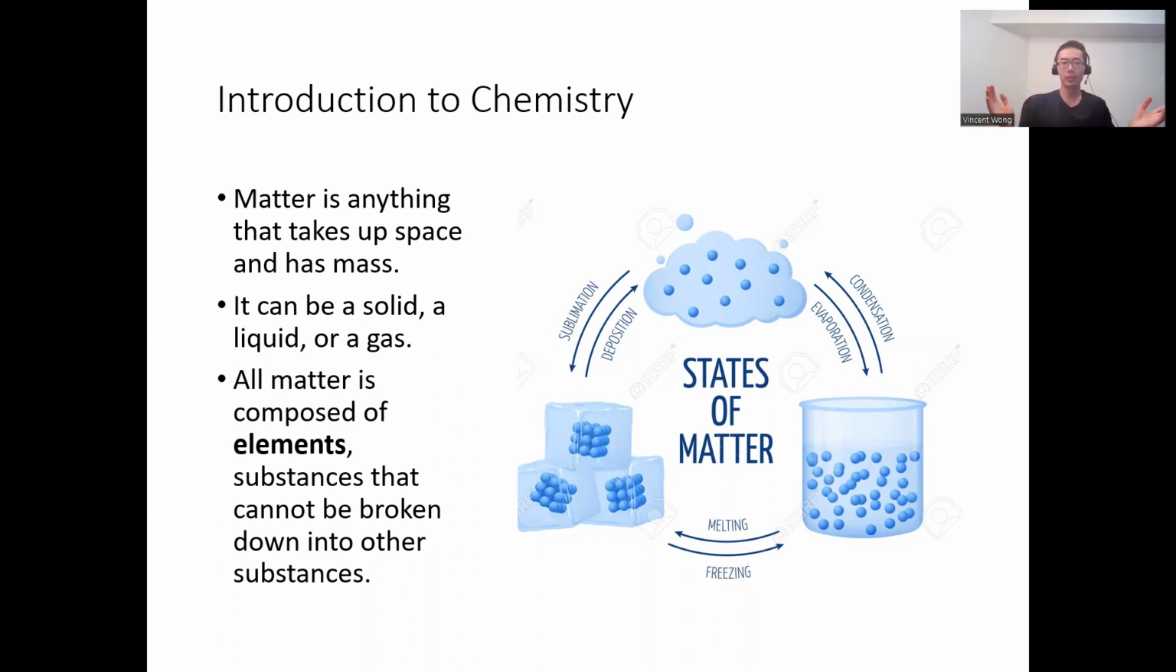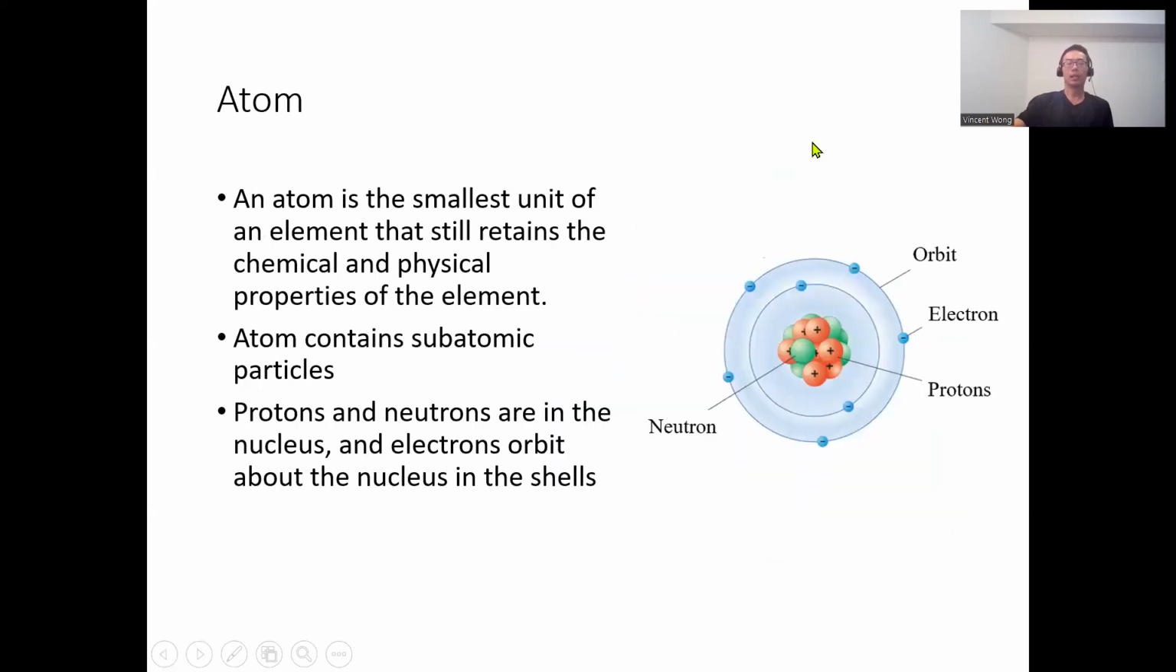All the matter that we know is composed of what we call elements. Elements are substances that we cannot break down further. It's the simplest substance that exists in the universe. You cannot physically break it down any further. So what makes up the element?